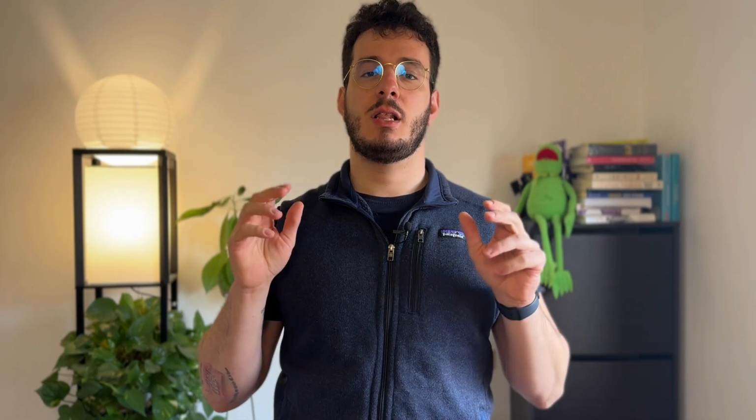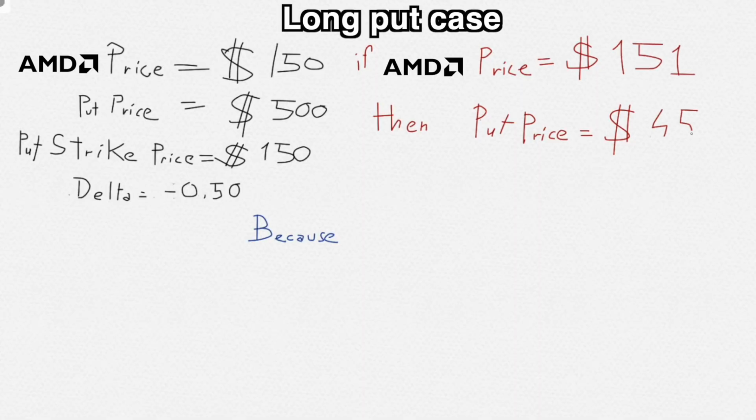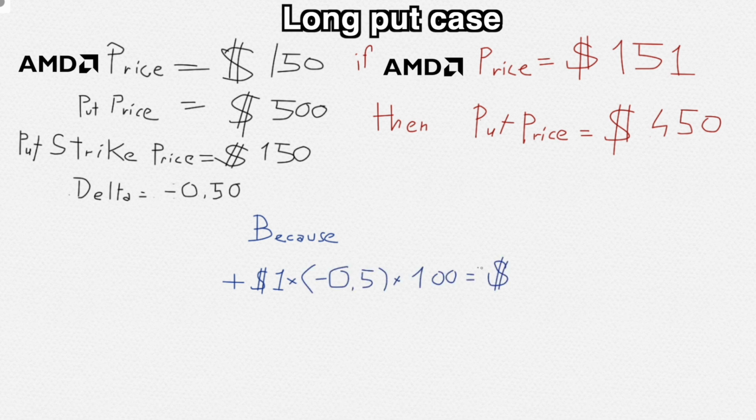If we instead have a long put option on AMD and this moves from 150 to 151, we're gonna lose $50, because put options have negative delta instead, so they decrease in value when the stock price increases. We will have +1 multiplied by -0.5 equal -0.5.